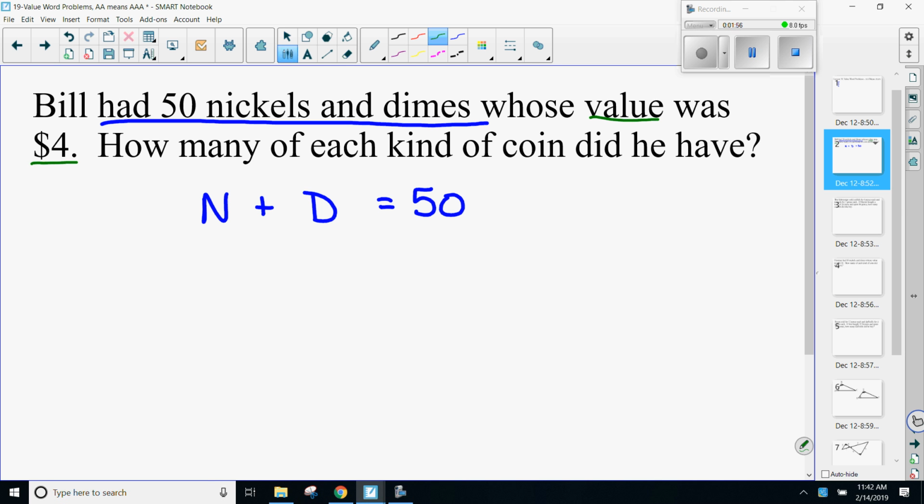$4. So if I have value, then I got to put coefficients with nickels and dimes. How much are the nickels worth? 5 cents. Each nickel is 5 cents, right? So I'd have to put 5 cents times however many nickels I have would tell me how much.